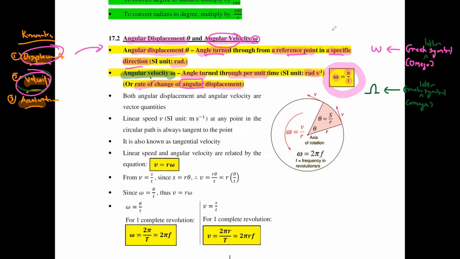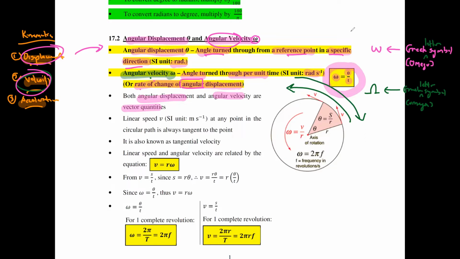Okay. Both angular velocity and displacement are vector quantities because they have a certain associated direction. When we say something moves in a circle, you can clearly see that it will move either counterclockwise or clockwise. There are actually two different directions that you can consider. So they are vector quantities.